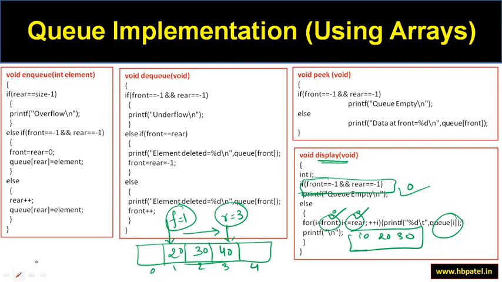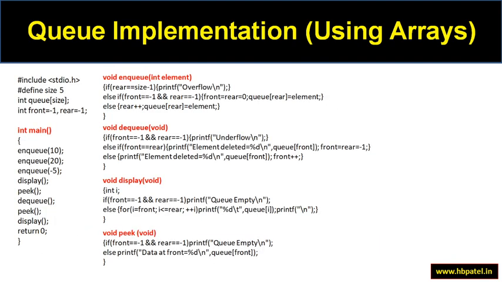So now this is the complete program. This is the enqueue function that we have seen. This is the dequeue function, display function and peek function. And this is our main. We have set the size equal to 5. This queue is the array, and front and rear are initially set to -1. That means initially the queue is empty.